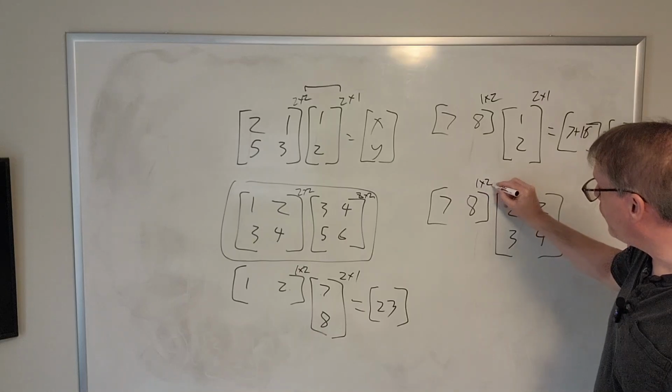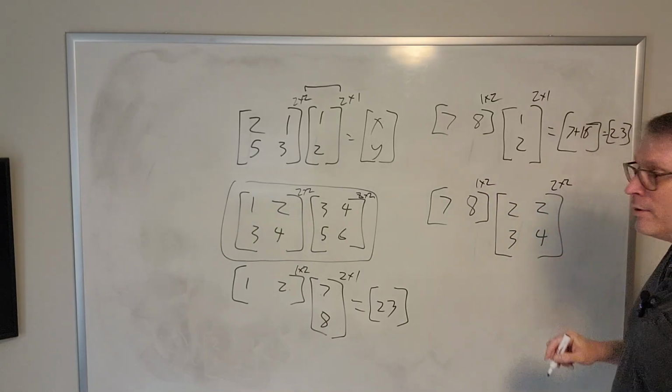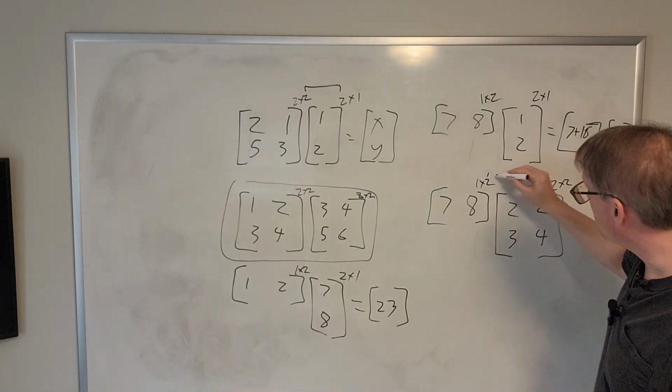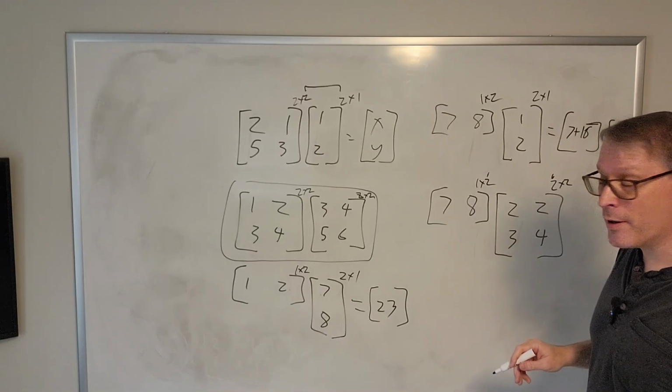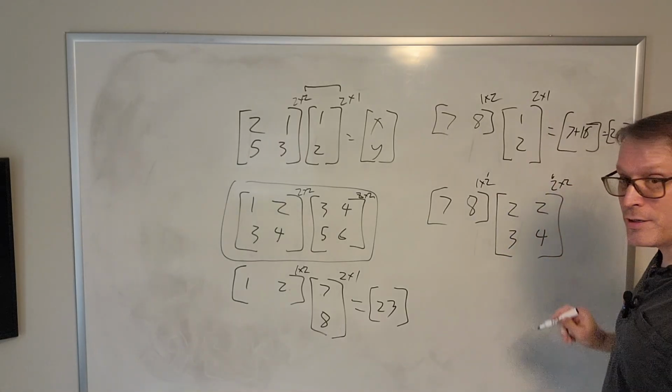This is a 1 by 2. This is a 2 by 2. Yes, you can. 2 is the same thing as 2. You can multiply those. What do you end up with? You end up with a 1 by 2.